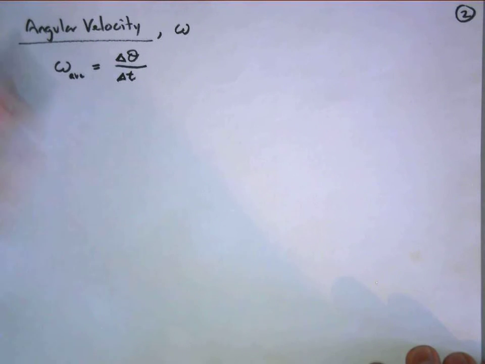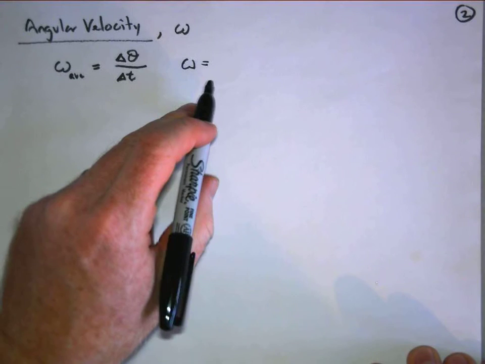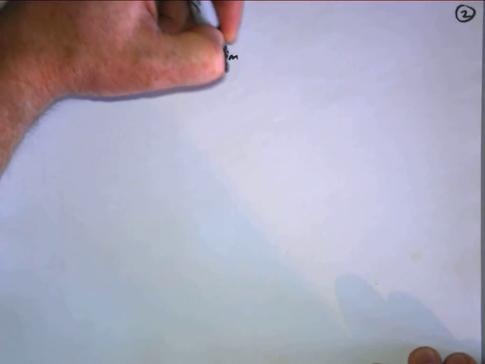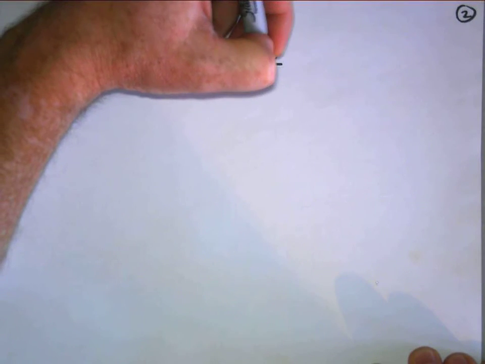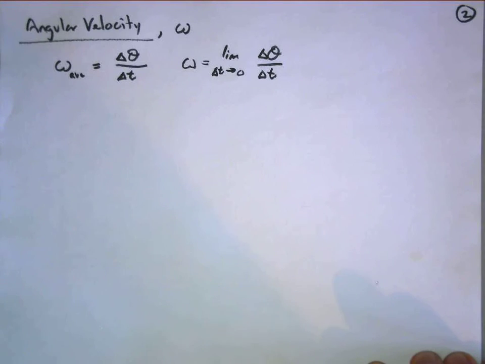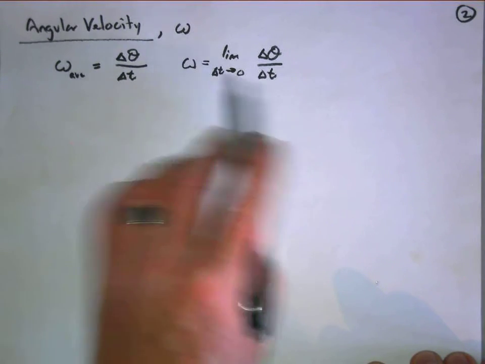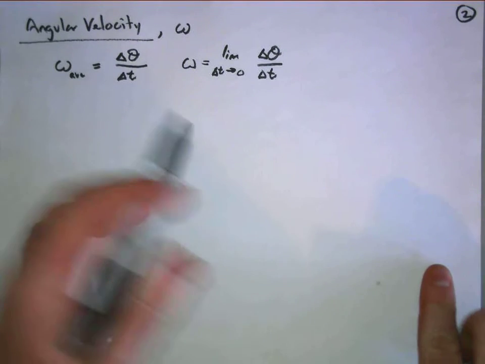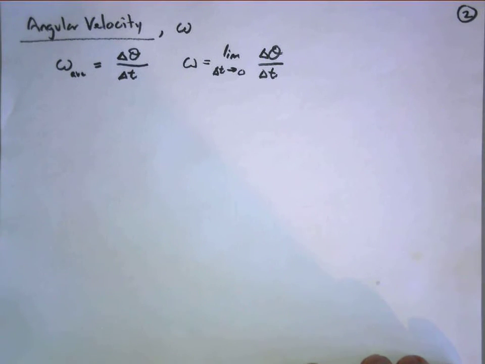The rate of change of angular position. Now, if we wanted the instantaneous, we would say that the instantaneous angular velocity is simply the limit as delta t goes to 0 of this relationship. And we might want to look at that at some point, because we will have changing angular velocity as well. Therefore, there's going to be an angular acceleration taking place.